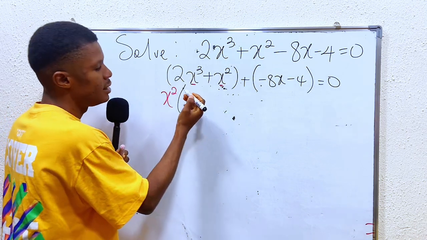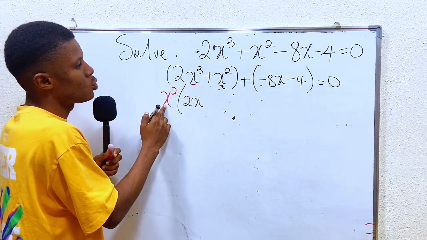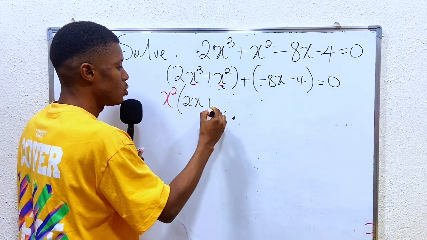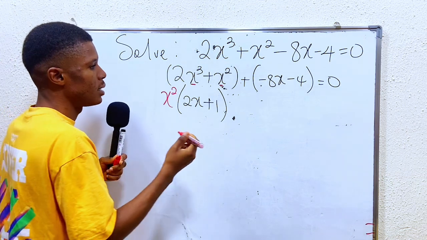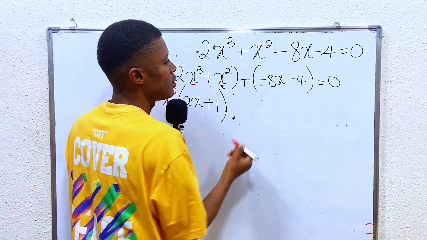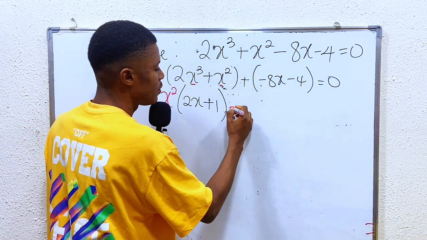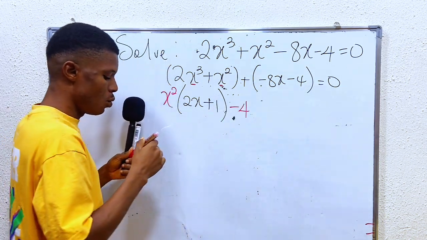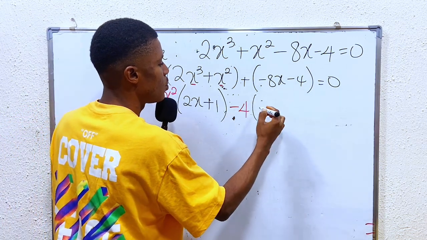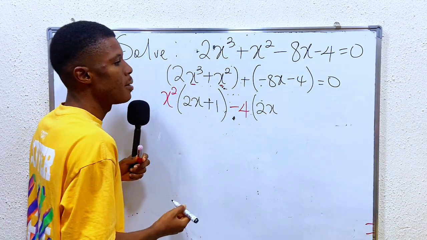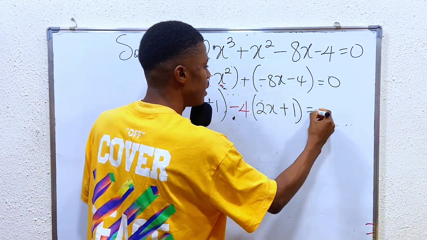So when x squared divides 2x cubed, you are left with 2x. And when x squared divides x squared, we are left with 1. So we have plus 1. Then, if you look at the next bracket, we have minus 8x minus 4. We can actually factor out minus 4 because if you factor out minus 4, we are left with what? We are left with minus 4 divide 8x, we are left with 2x. Then minus 4 divides minus 4, we are having plus 1.